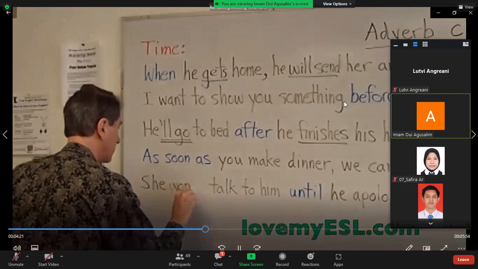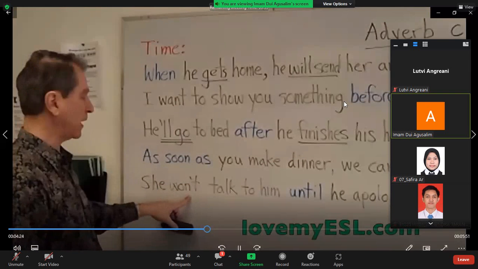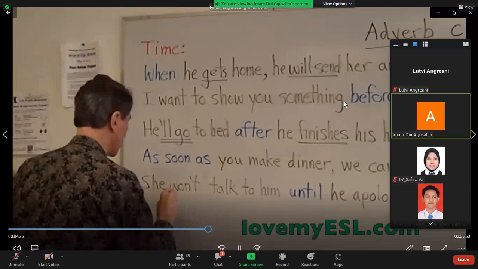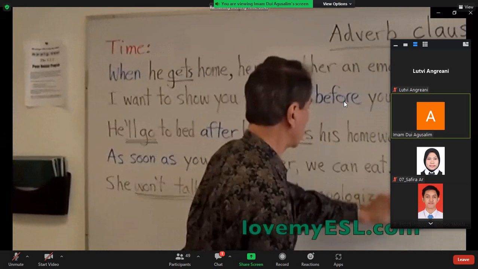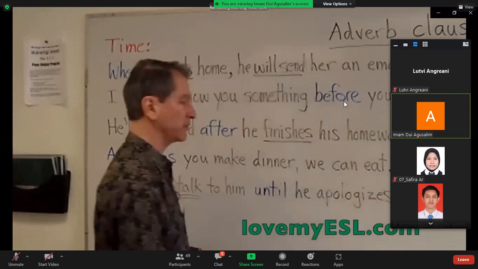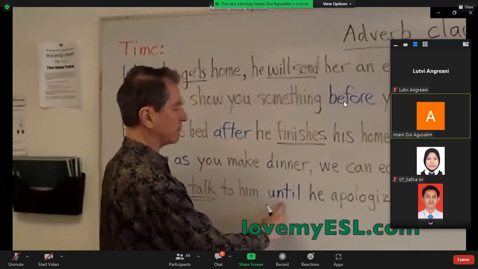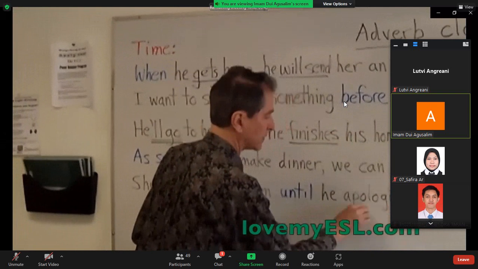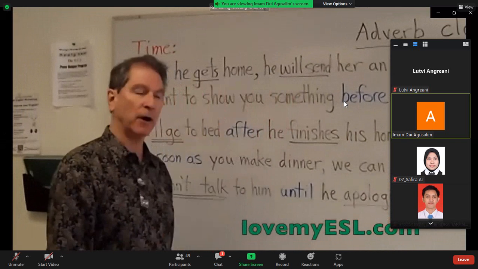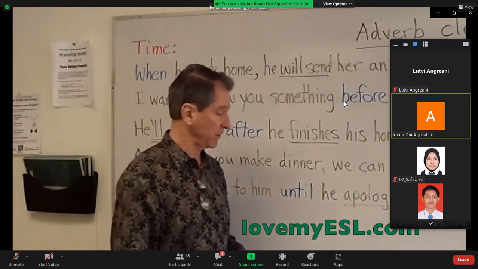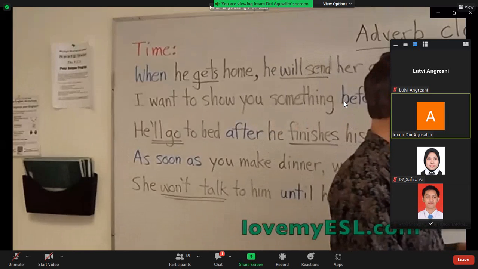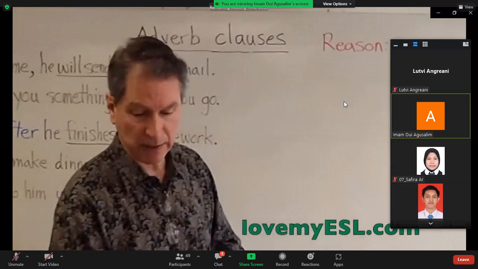And another example, she won't talk to him. Won't, as you know, is will not. She won't talk to him, so this is going to be future right here, until he apologizes. So there's another future idea. And notice, in my adverb clause, I can only have the simple present tense. She won't talk to him until he apologizes.